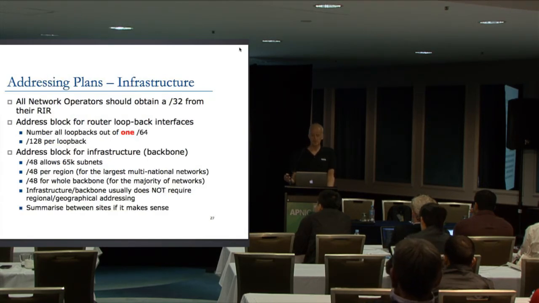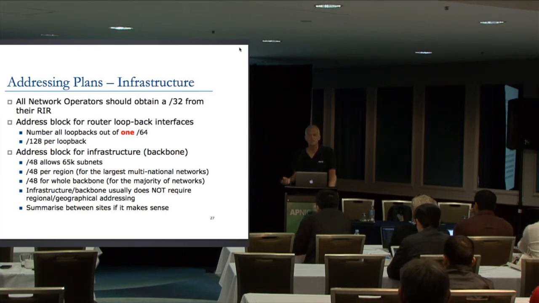Network operators will get a /32 from the registry. Address block for the router loopbacks: you can number all the routers in your backbone out of a single /64. I don't know anybody who's got 18 quadrillion routers, so we're not going to run out of a /64 for the loopbacks. Address them as a single /128. That mirrors the /32 we used in v4.